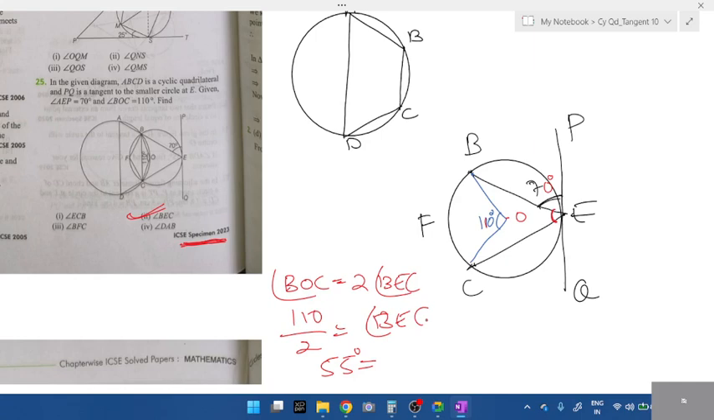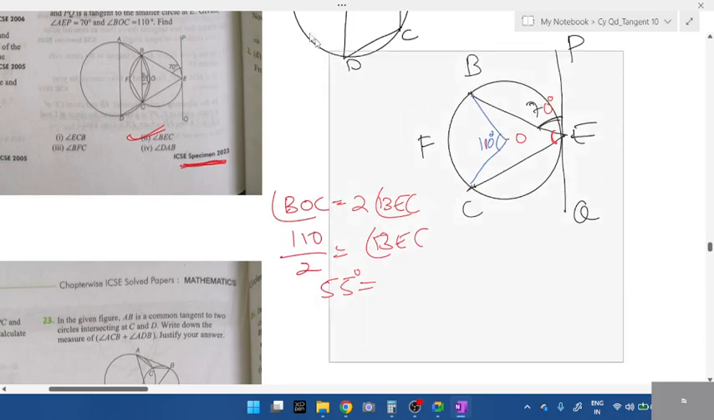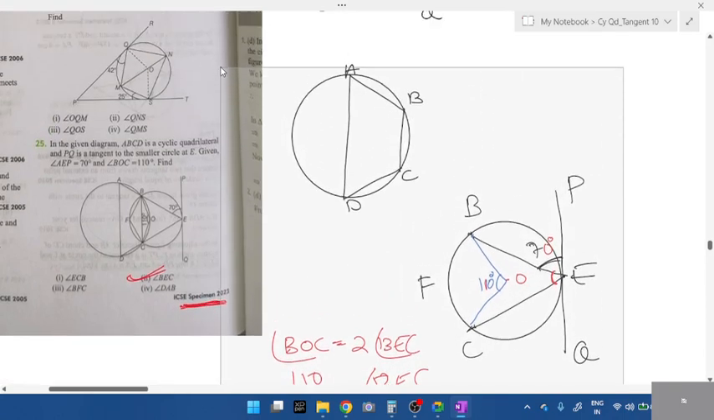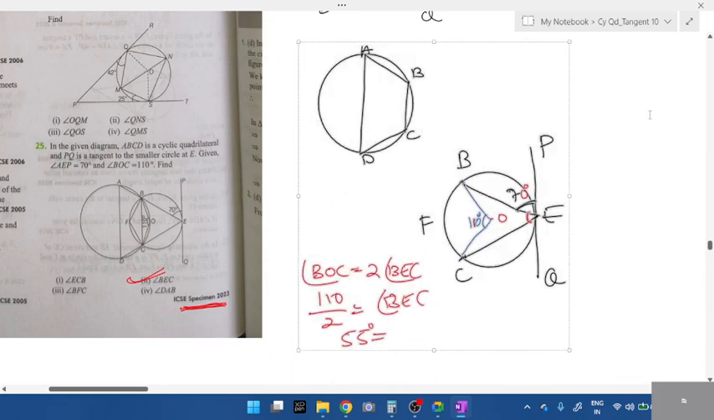BFC. Oh, you can find BFC. Cyclic quadrilateral. Where is BFC? Isn't it inside the smaller circle? All of you respond, students. Did you understand what I'm trying to explain? Take the smaller circle first. Target the smaller circle. I missed out the first question. What is ECB? What is the ECB value? We got 70 degrees.